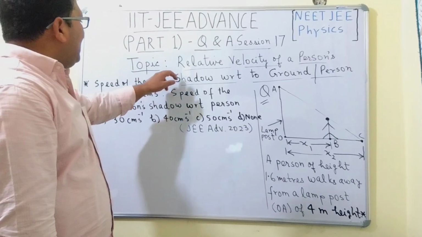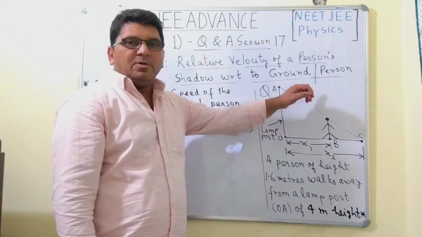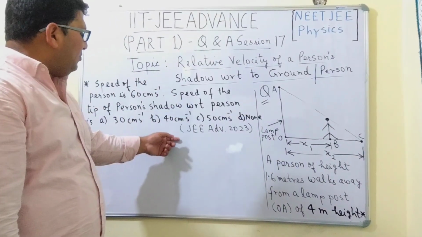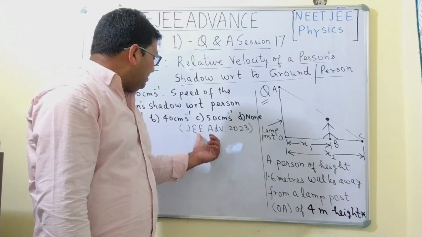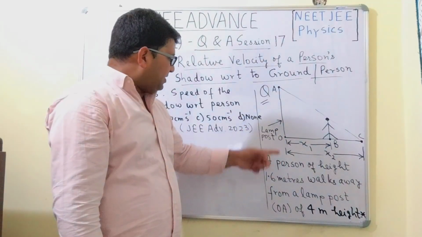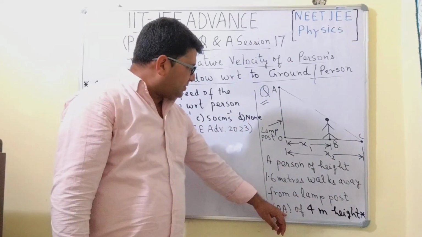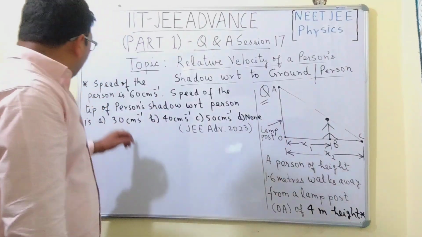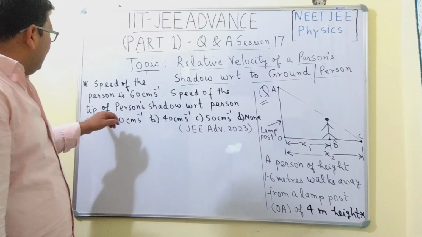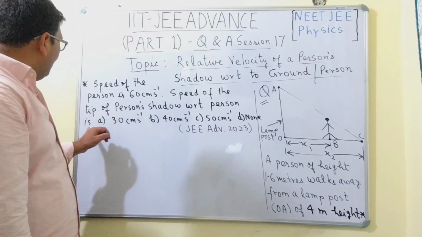The topic is the calculation of the relative velocity of a person's shadow with respect to the ground or the person itself. Based on this topic, I have one question for this session which was asked in the JEE Advanced exam in the year 2023. The question is: a person of height 1.6 meter walks away from a lamppost of 4 meter height. The speed of the person is 60 centimeter per second. We have to find the speed of the tip of the person's shadow with respect to the person.